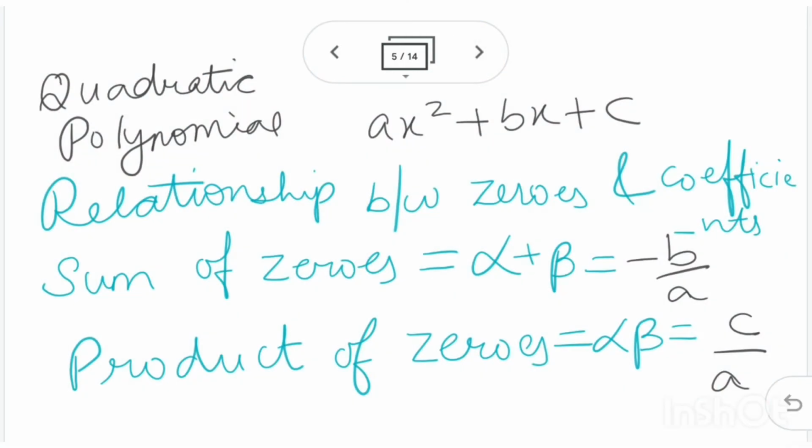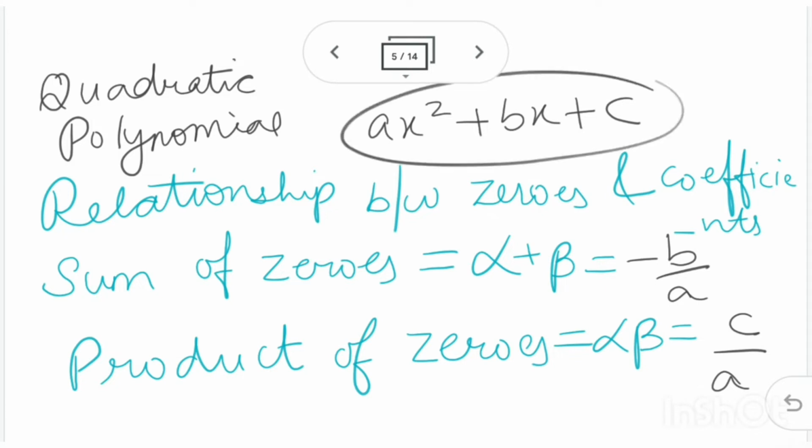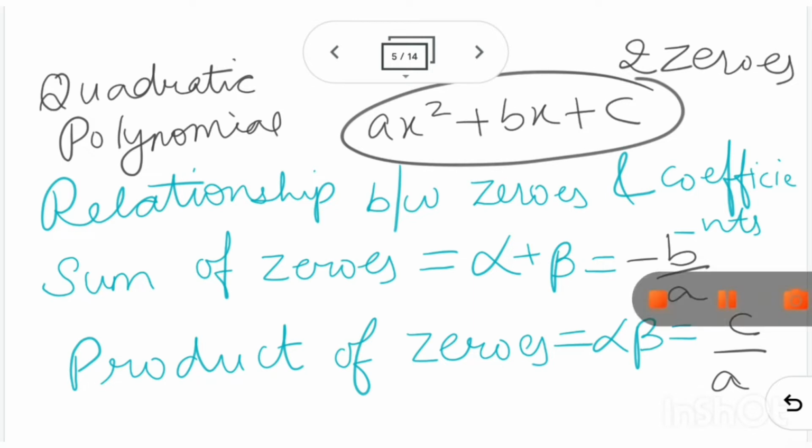Now we are dealing with quadratic polynomials. The general form of a quadratic polynomial is ax square plus bx plus c. So here a is the coefficient of x square, b is the coefficient of x, and c is a constant term. Now we will discuss the relationship between zeros and coefficients. One thing we should understand: if we have a quadratic polynomial, its degree is 2, the highest power is 2, so it will have 2 zeros. So the number of zeros a polynomial will have will be equal to its degree.